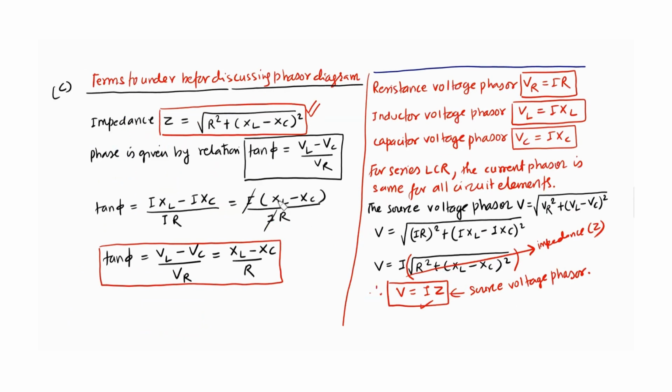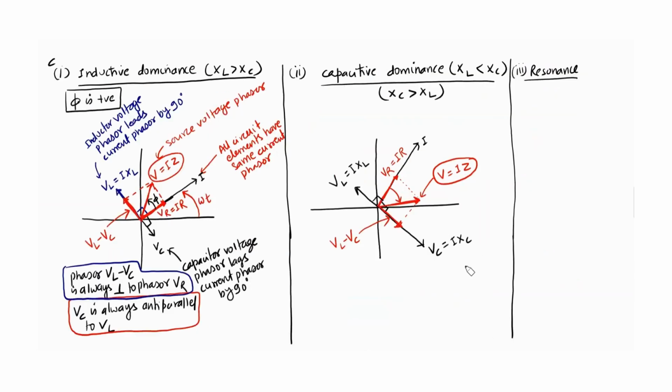We have XL less than XC for capacitive dominance. So phi is negative. This is phi, and this angle is omega t. So we have this.